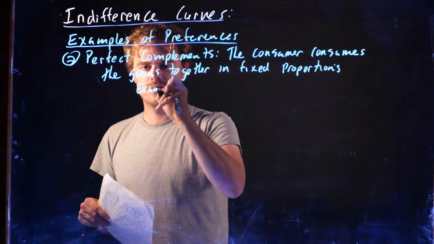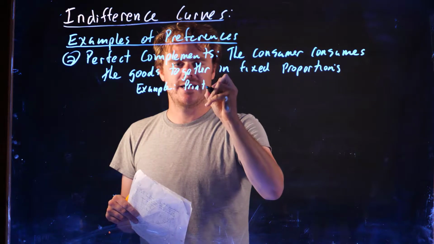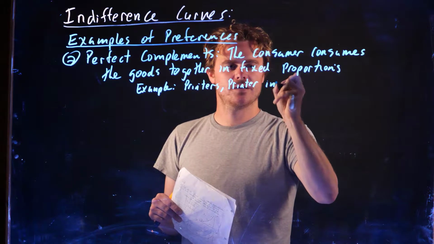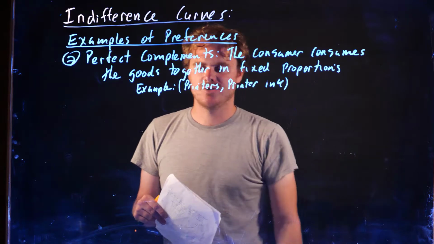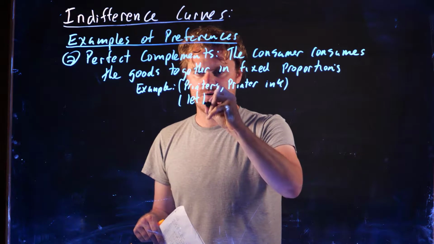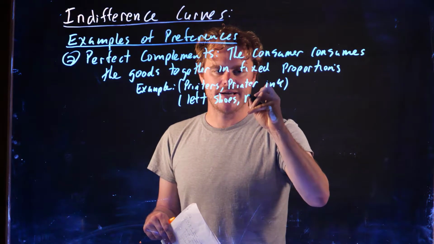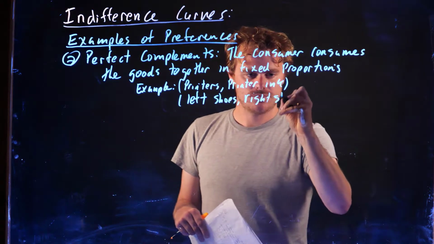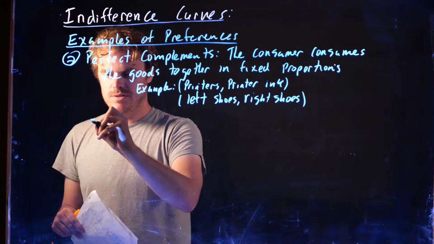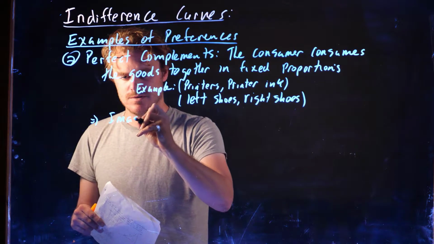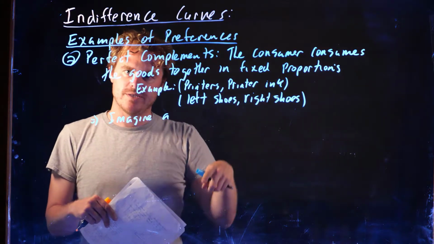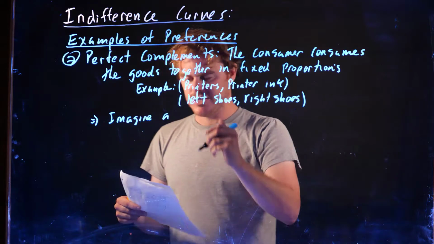For example, printers and printer ink is like a classic, some proportion where you consume those together. Another classic example, assuming that you're going to use both shoes, would be left shoes and right shoes. Assuming that you need both shoes. So let's explore this left and right shoes example, and again draw out what these preferences might look like. Imagine a consumer likes shoes.